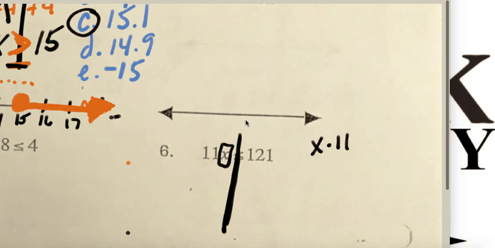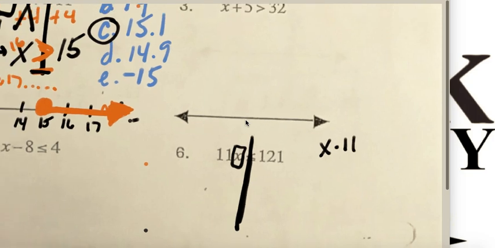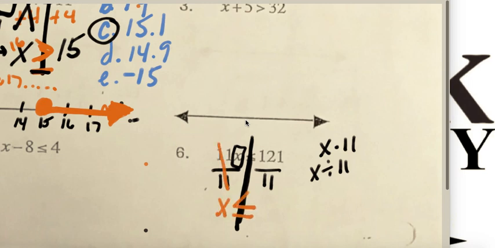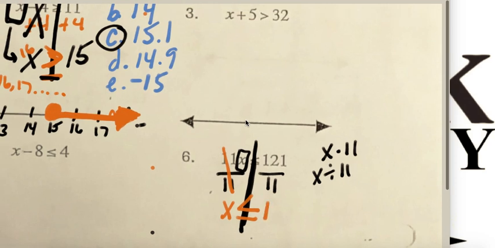How do I do the opposite of that? What's the inverse of that? Well, that would be x divided by 11. So I need to divide both sides by 11. So I would say divided by 11, divided by 11. These cancel out. Then x is less than or equal to, and then I have to say, what is 121 divided by 11? It's 11.